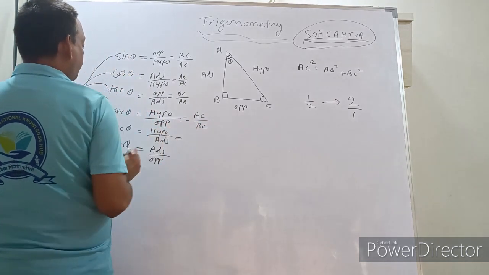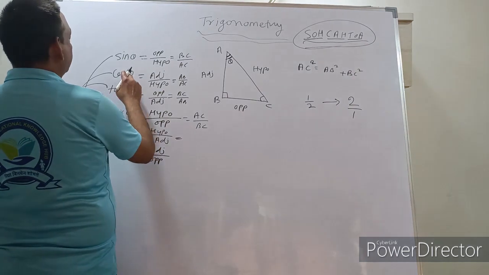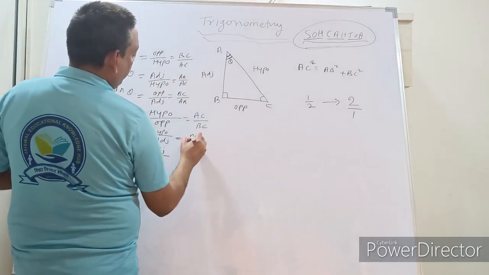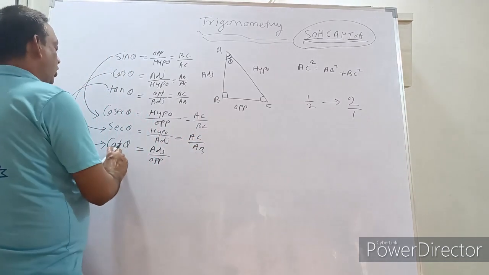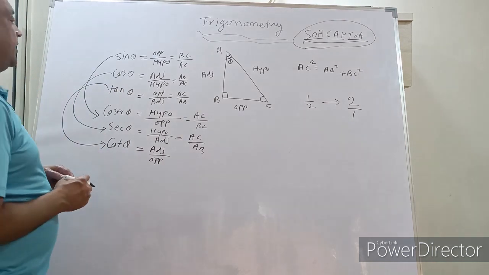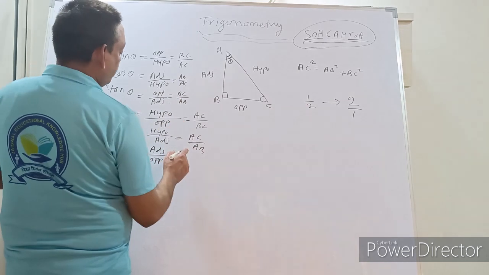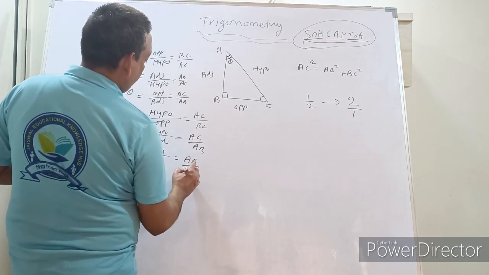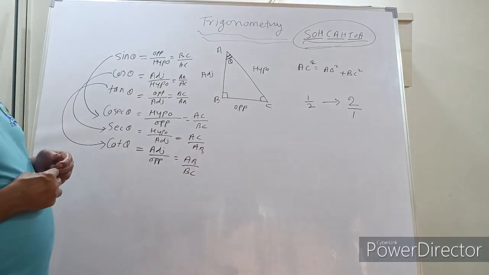Same way, hypotenuse over adjacent, the reciprocal of cos. Here cos is AB upon AC, so sec will be AC upon AB. And cot theta is the reciprocal of tan, so here tan is opposite over adjacent, so cot will be adjacent over opposite, which is AB upon BC. Okay, so this is in the form of sides also.